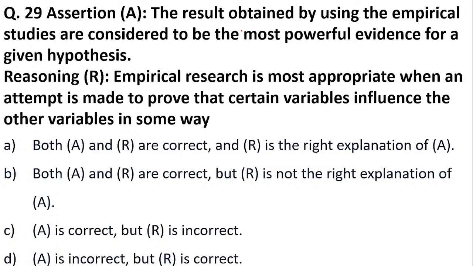Assertion and reason question. The assertion is saying the result obtained by using empirical studies are considered to be most powerful evidence for a given hypothesis. Reason is saying empirical research is most appropriate when attempt is made to prove certain variables influence the other variables in some way. So empirical research is the research. Empiricism, the word tells you that knowledge comes from experience.